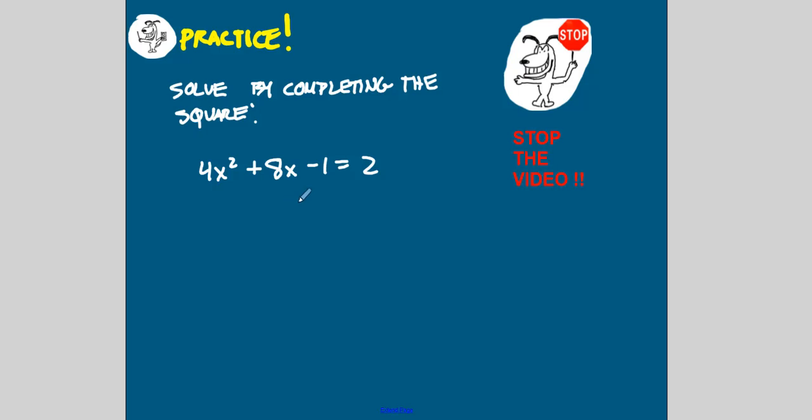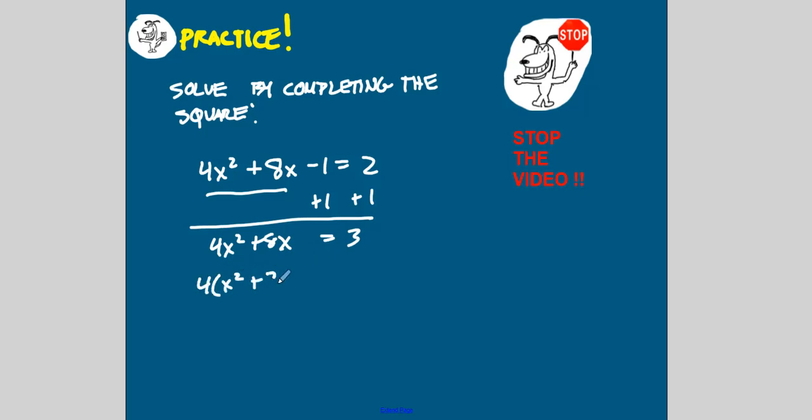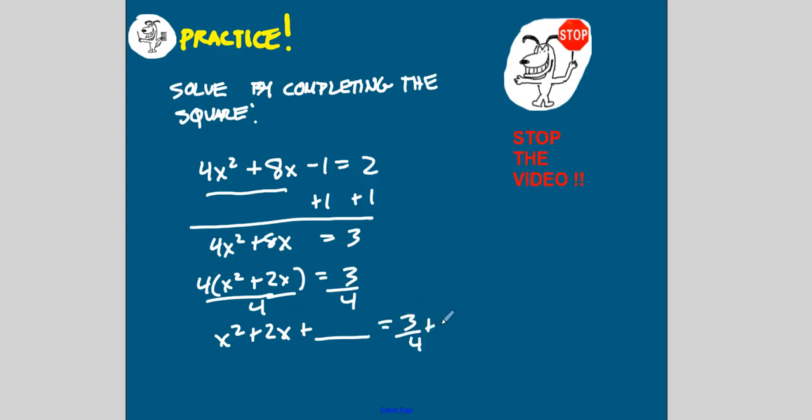All right, so the first thing I'm going to do is get this by itself, so I'm going to add 1 to both sides. So I get 4x squared plus 8x equals 3. Now I'm going to factor out a 4 and get this on the left side. Now, completing the square, first of all, let's divide by 4. That's how I've been doing this. I think that's the best way. So I get x squared plus 2x plus blank equals 3/4 plus blank.